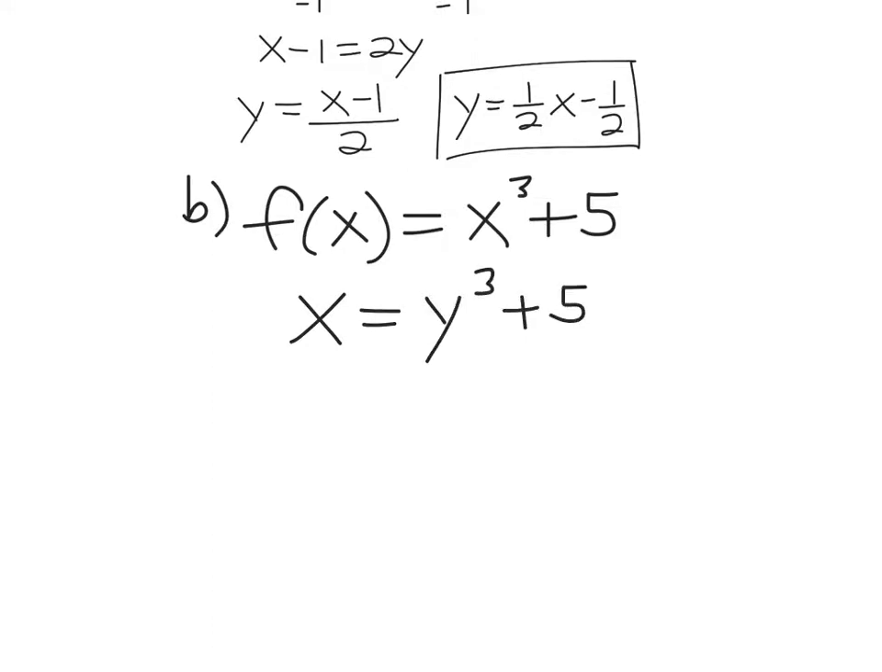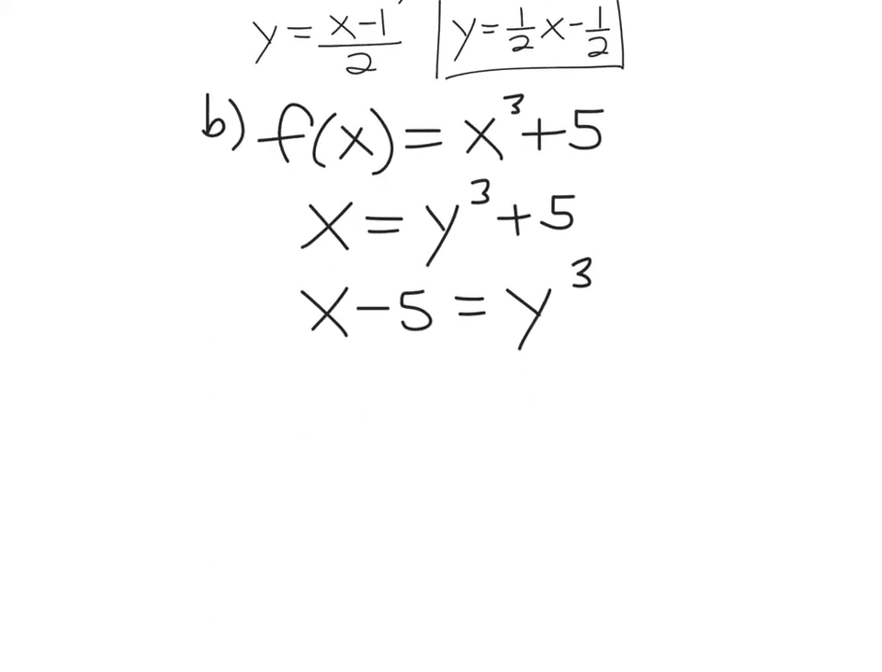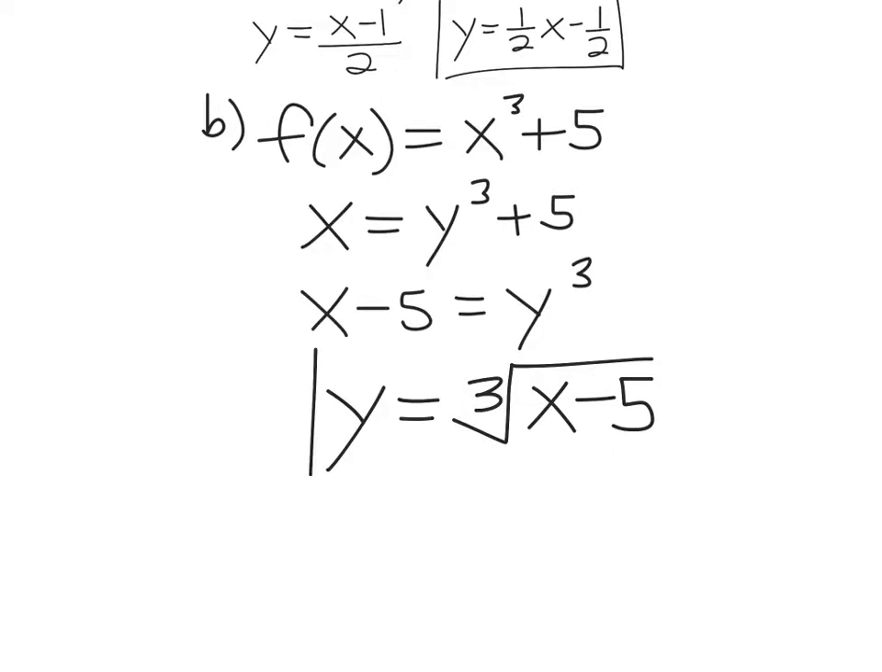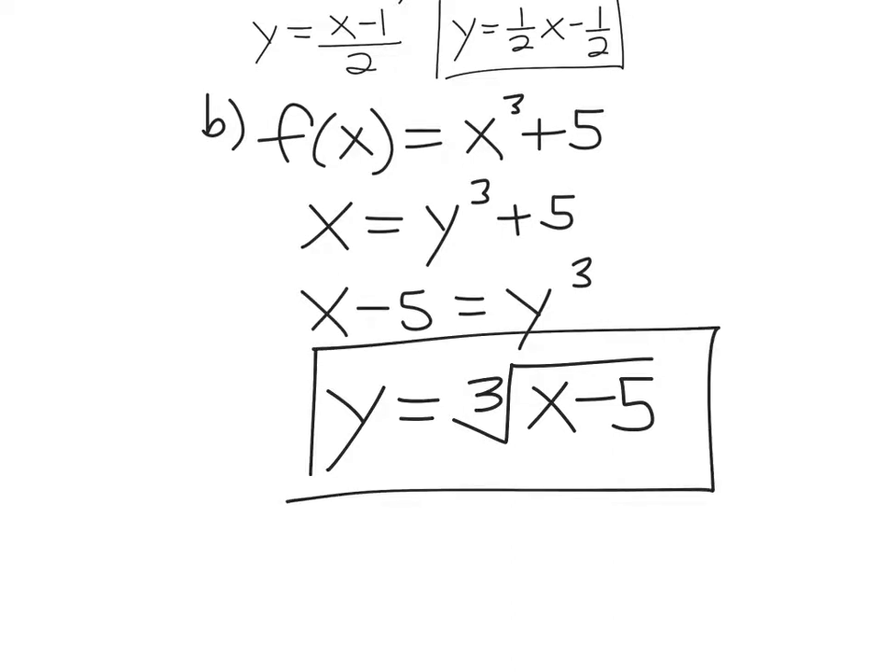And now we've got to solve for y. So we will subtract 5 to the other side. x minus 5 equals y cubed. How do we get rid of that cubed? Cube root, yes. So y equals the cube root of x minus 5. Perfect. See, these aren't too bad.